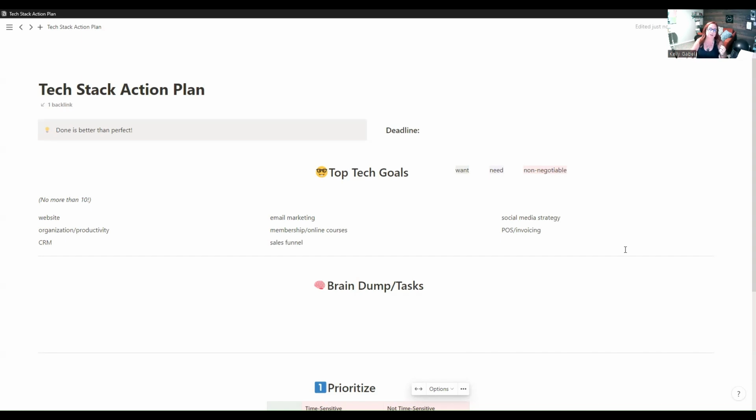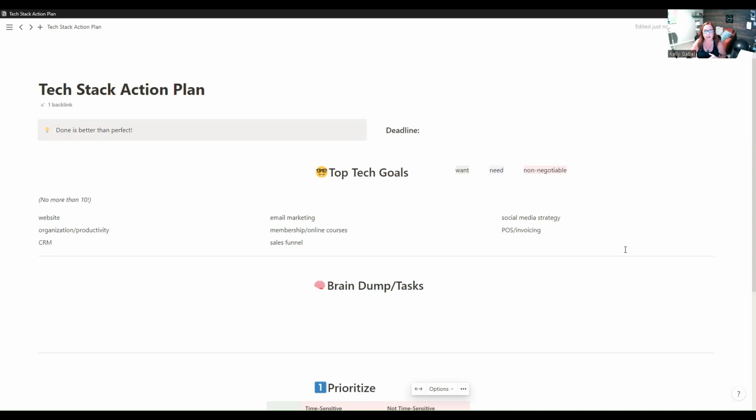So website, what I'm talking about there is the back end of your website, the hosting of the website, and the design, the builder of your website. So that could be anything from Wix or Squarespace or WordPress or Shopify, whatever it is that you're using or thinking about using. That's what that would be. Email marketing is pretty self-explanatory. We've talked about that quite a bit on the channel, so I'm going to let that go.